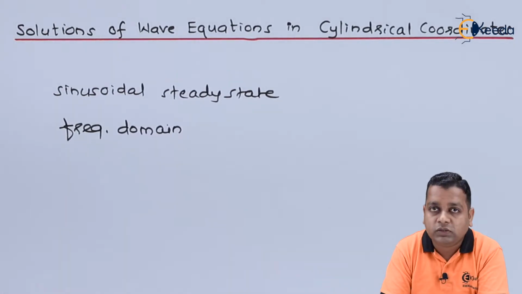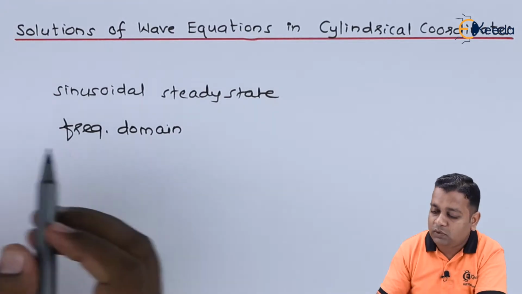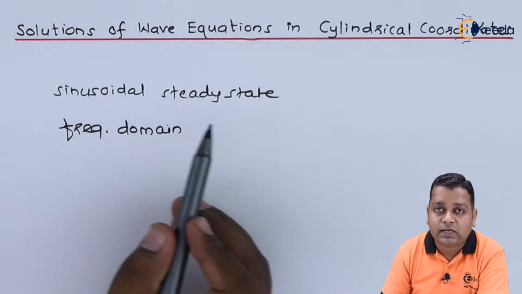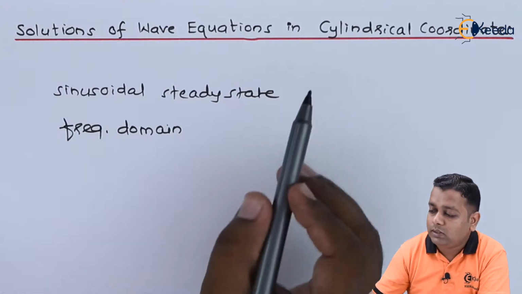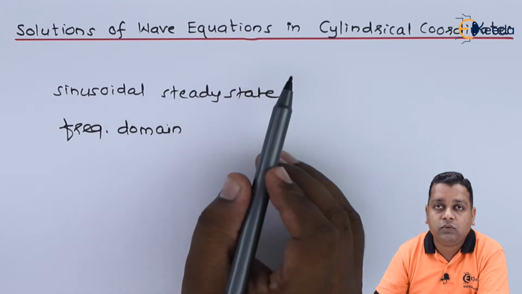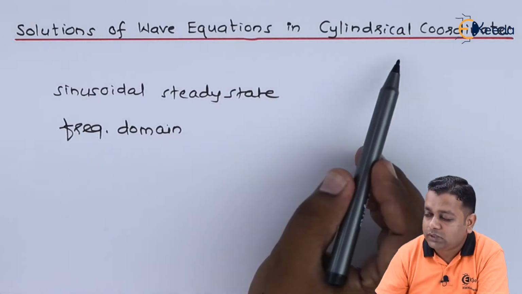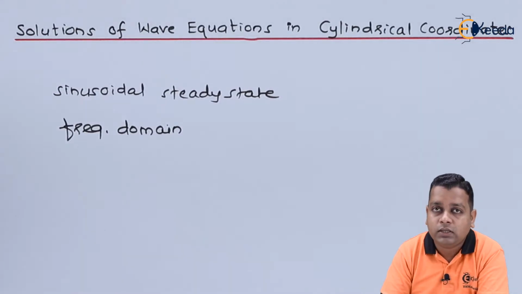So I hope it is very clear, the Maxwell's equations and the wave equations in the various domains here. So we shall be going for the sinusoidal steady state type or the frequency domain solutions for the circular waveguide and with the help of cylindrical coordinates here. So very first of all, we shall get an introduction to, or a revision of, the cylindrical coordinates.